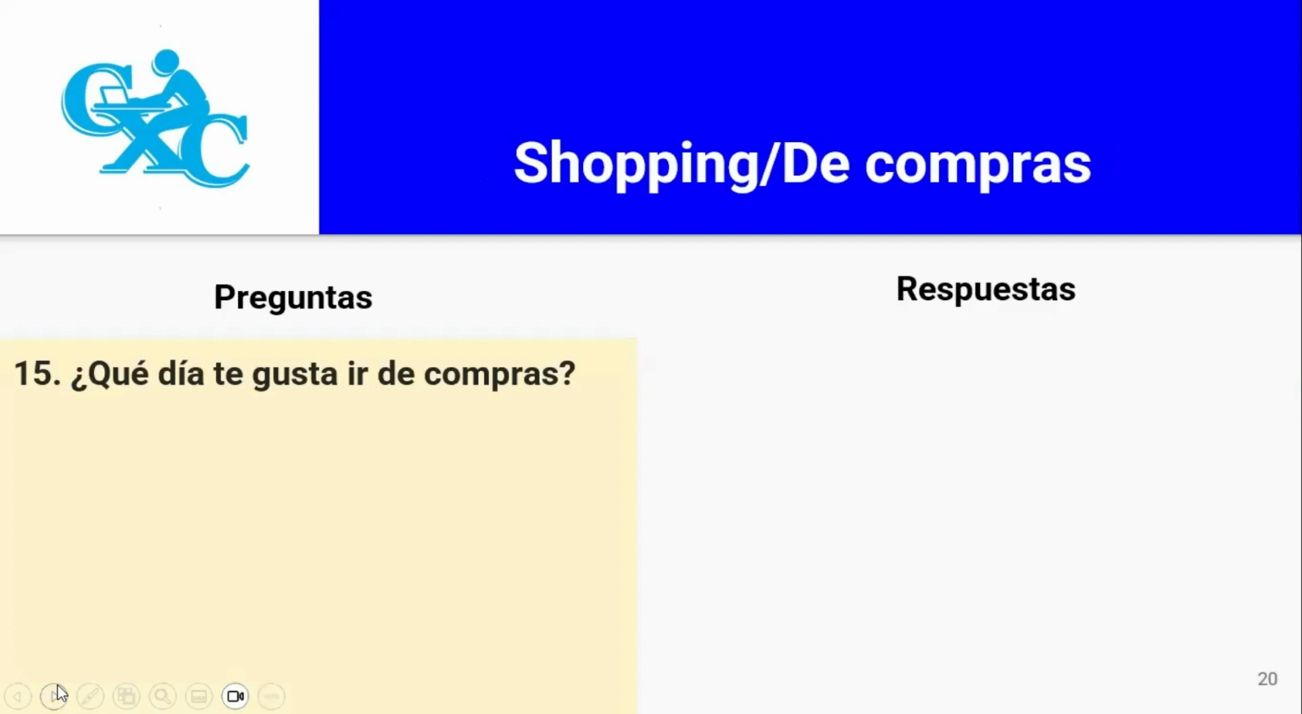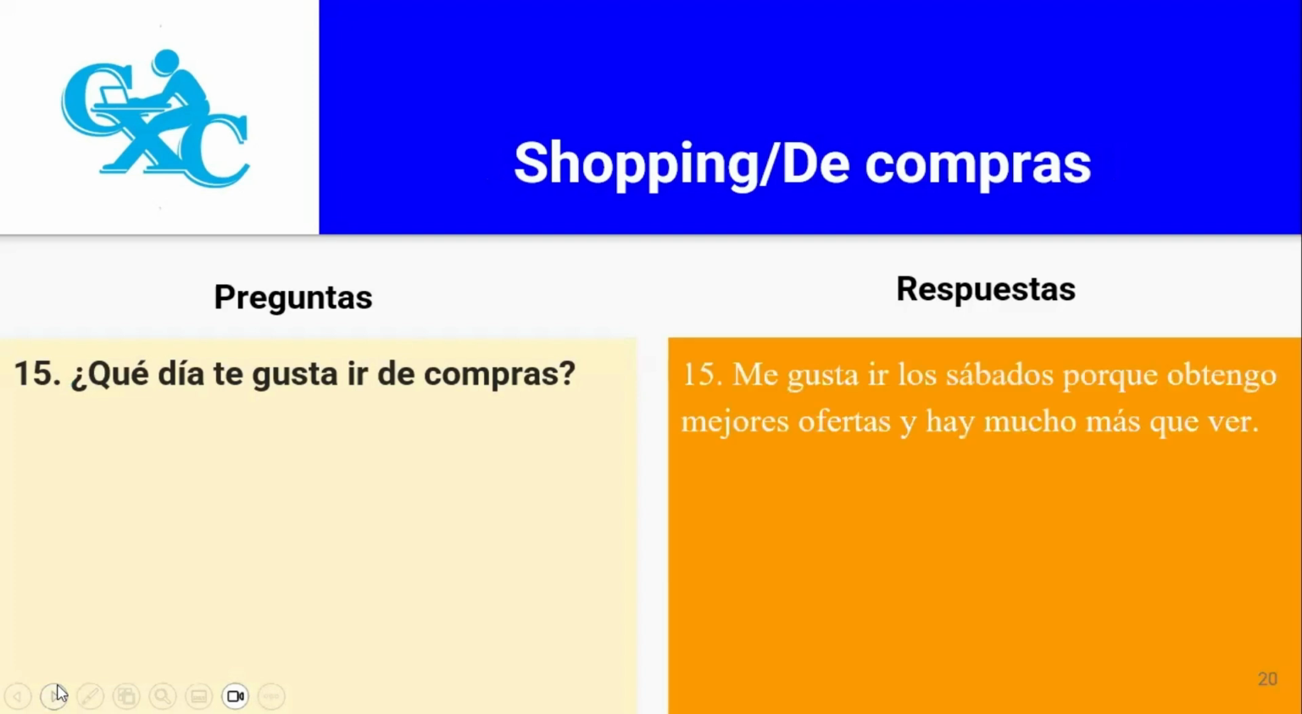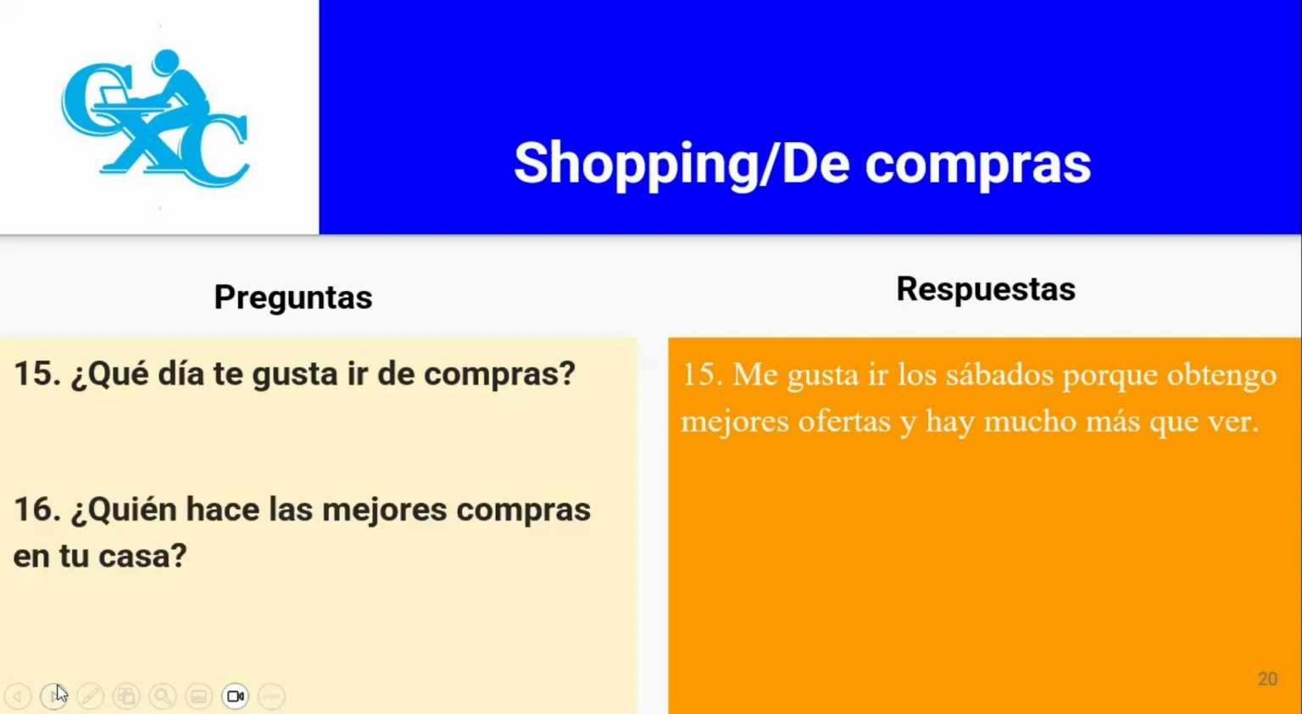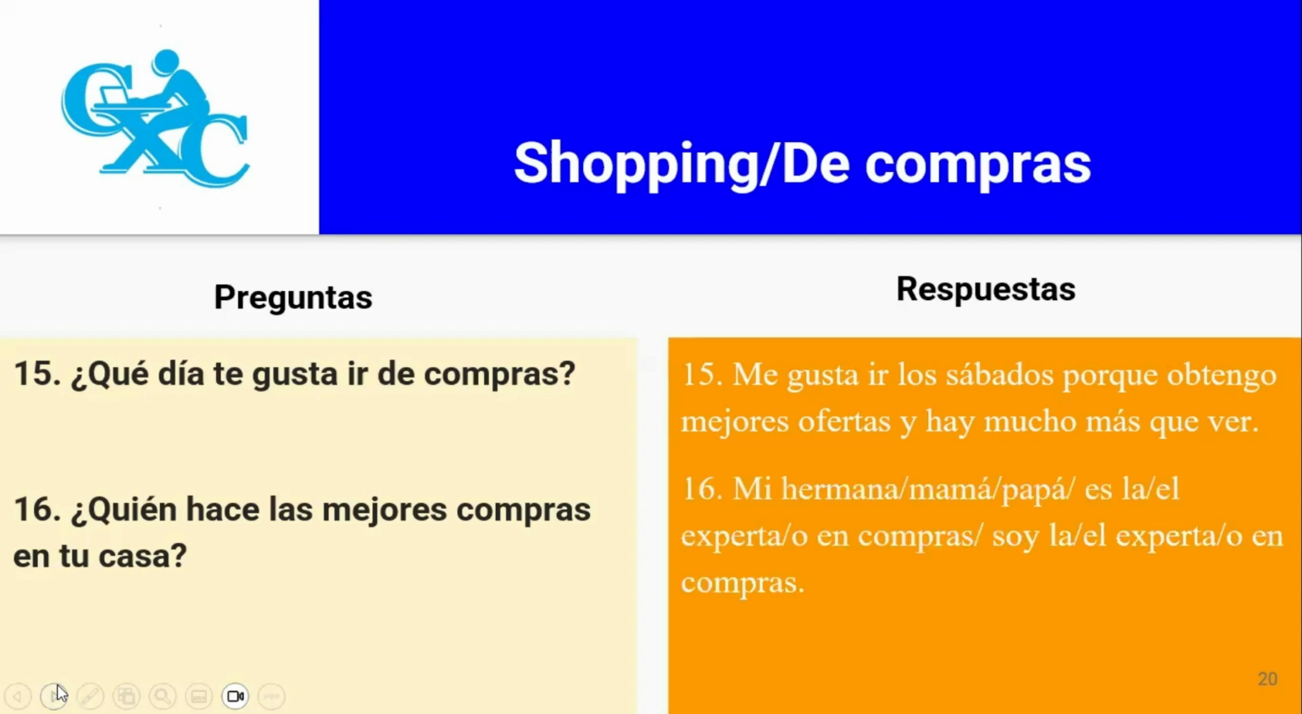¿Qué día te gusta ir de compras? Some responses. Me gusta ir los sábados porque obtengo mejores ofertas y hay mucho más que ver. Excelente. ¿Quién hace las mejores compras en tu casa? Mi hermana, mi mamá, mi papá, es él experto, soy experto, experta en compras. Excellent. So if it's your mother, your sister, your father, whoever it is, you say that.